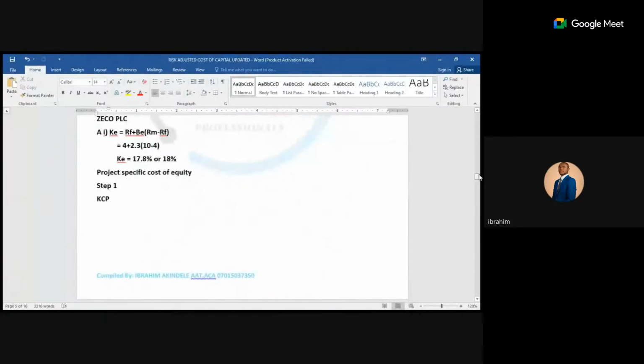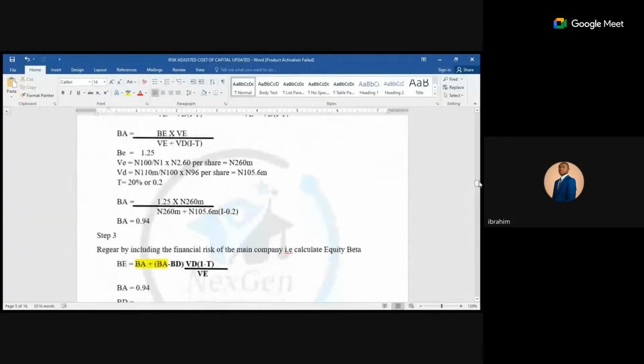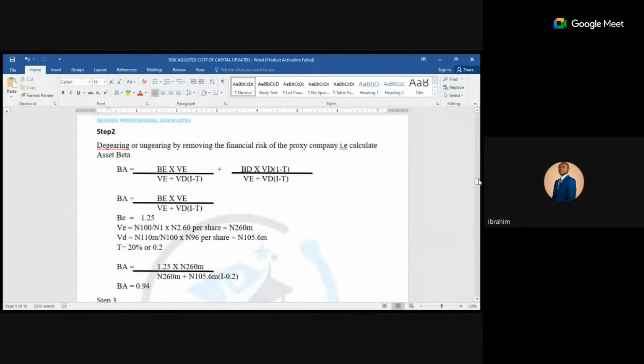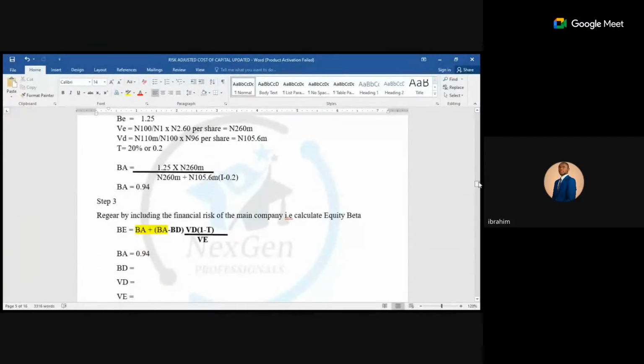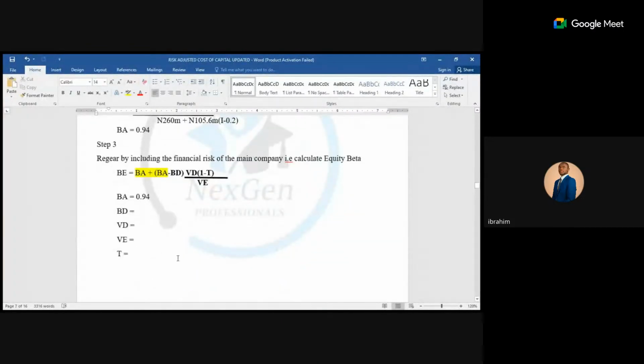Now, we should not forget that this is for the main company: beta debt of the main company, value of debt of the main company, value of equity of the main company, although the tax is still the same, which is 20%.